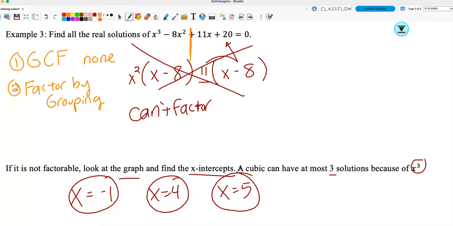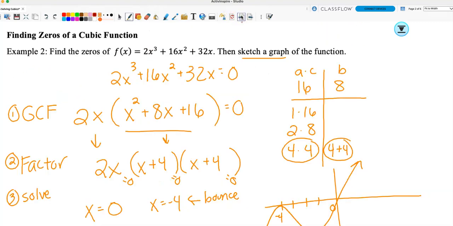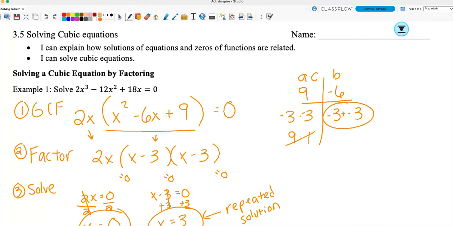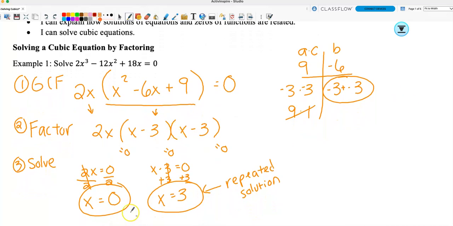Okay, so your graphing calculator can help you check your answer and figure out how to solve a cubic. You're just going to look at your x-intercepts. So if I wanted to, I could go back to my previous problems in example 1, and I can graph this in the calculator and double check that my answers are 0 and 3.